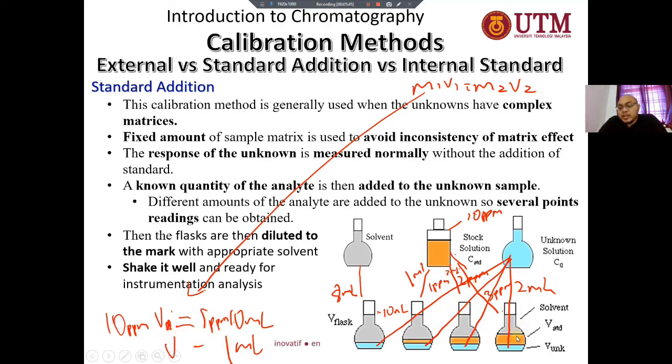So in total, what do we have already? Here we have, how much? 1 plus 2. Here is 2 plus 2, sorry, because the unknowns should be the same. Here is 3 plus 2. Okay, 2 is for your unknown solution or your sample.